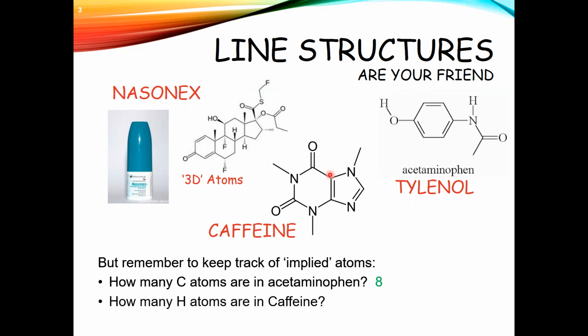So this carbon has 4 bonds, so no hydrogens. This carbon also has 4 bonds, so no hydrogens. This one right here has 1, 2, 3 bonds, so it's going to have 1 hydrogen. So in total, we had 10 hydrogens on caffeine.